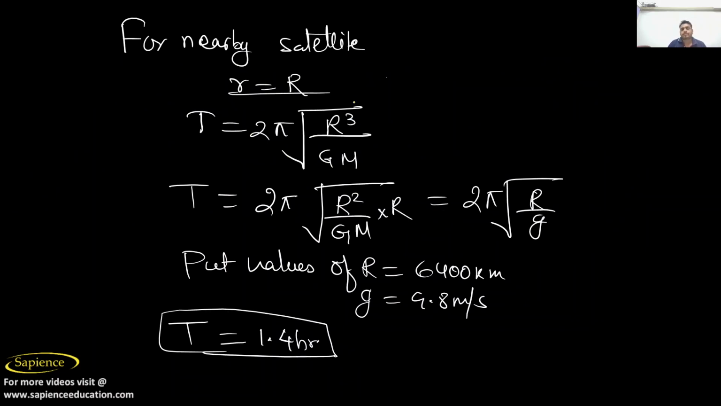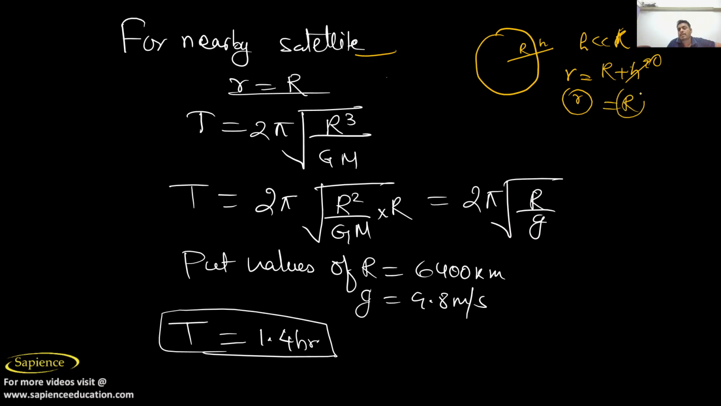Now see here, for a nearby satellite, the satellite is very near. It is closer to the Earth. So can we write here, if H is very, very small, then r, the small r, is equal to capital R plus H. So H can be considered as zero. So in place of small r, we can write capital R. If you put this, you will get the equation like this.